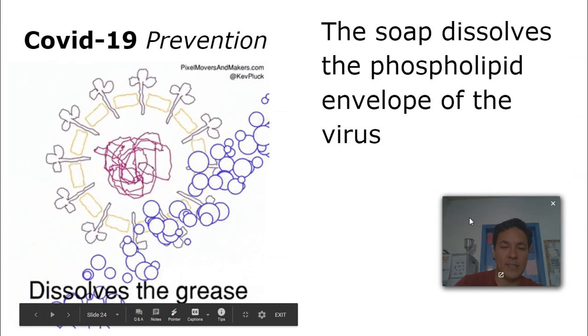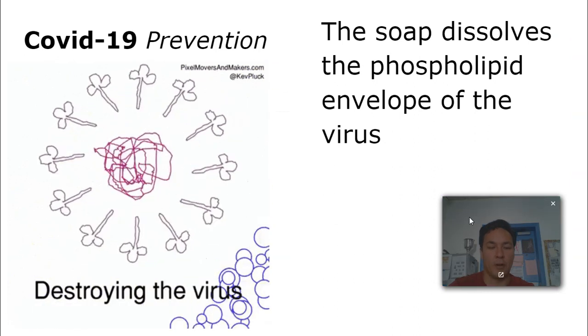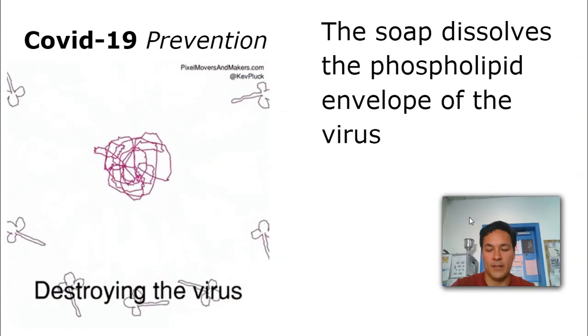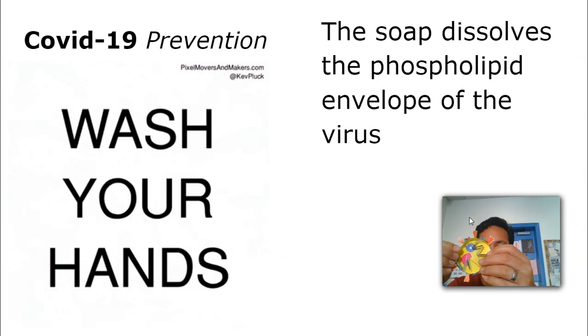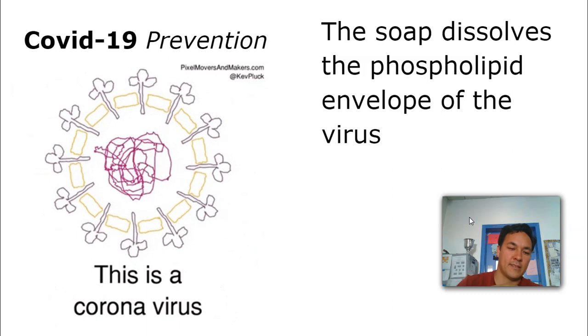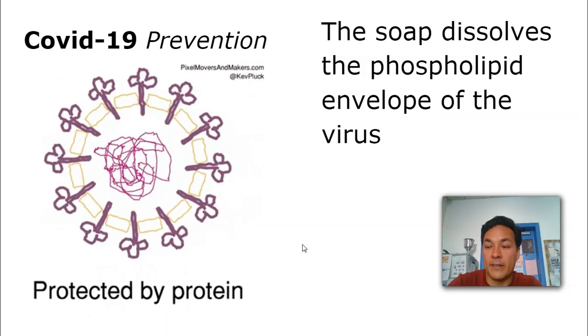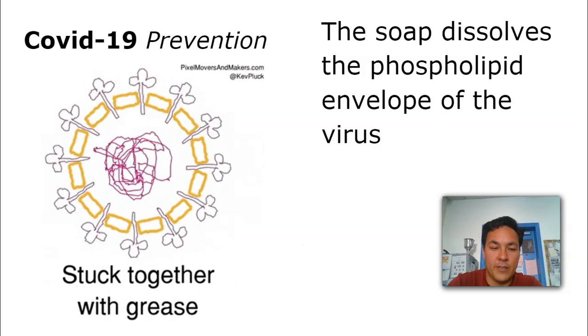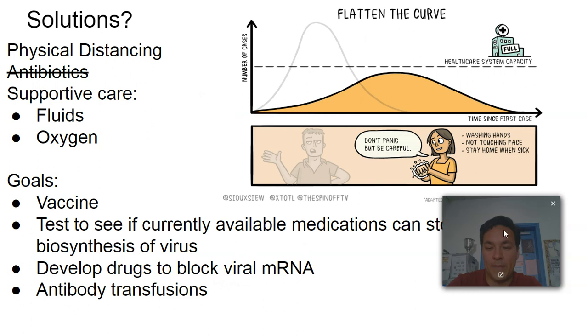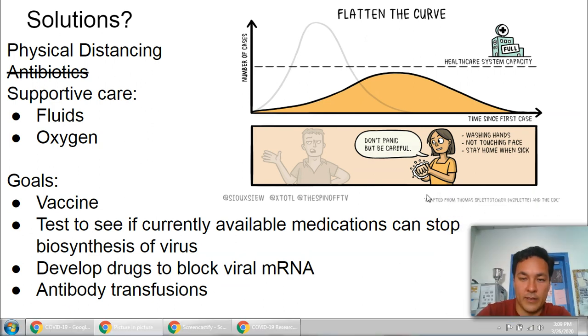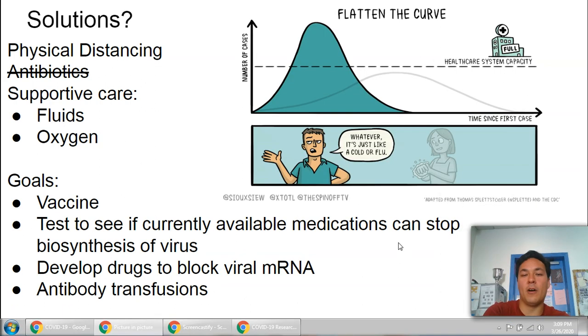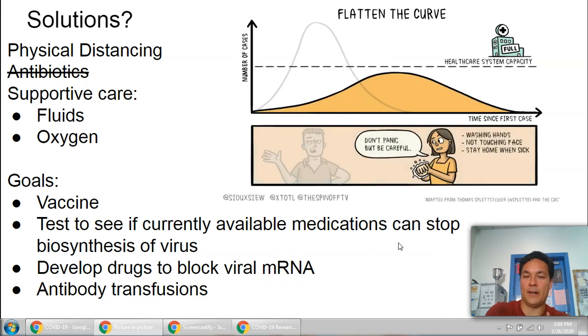So what are some ways to prevent this? Soap would help to break apart that outer membrane that came from your cell, because soap is able to grab onto parts of it and pull it apart. So soap's better than even alcohol on your hands, and you should use that. You should wash your hands to the tune of Happy Birthday so that it's long enough. By now, you know all about physical distancing and the point about flattening the curve.